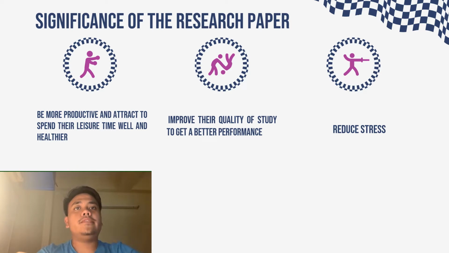Let's continue with the significance of the research paper. The first significance of the project is to ensure that all the students, especially in IIUM, can be more productive and attracted to spend their leisure time well and healthier since the facilities will be upgraded. It is very necessary for the university to upgrade and add some more infrastructure, especially recreational facilities such as the futsal court, badminton court, and other common sports. It gives a lot of benefits to the students and also the university, because it may affect student and university performance.